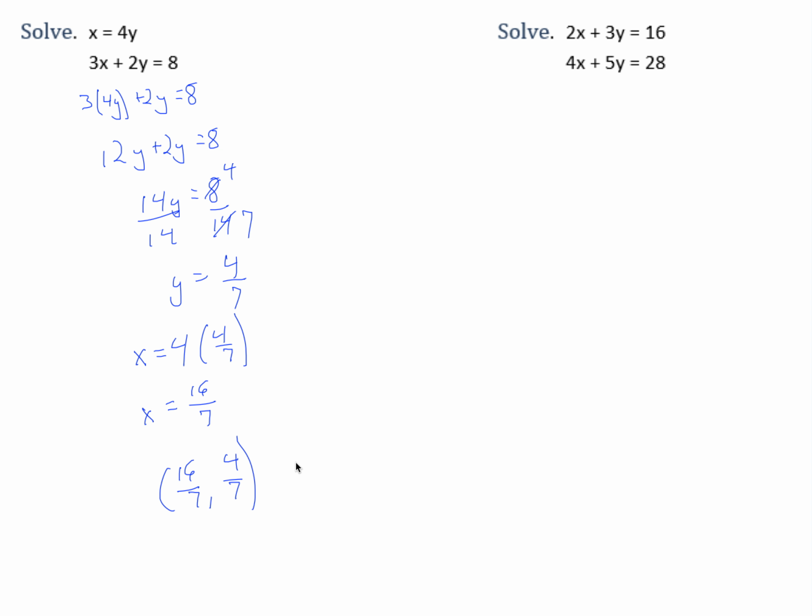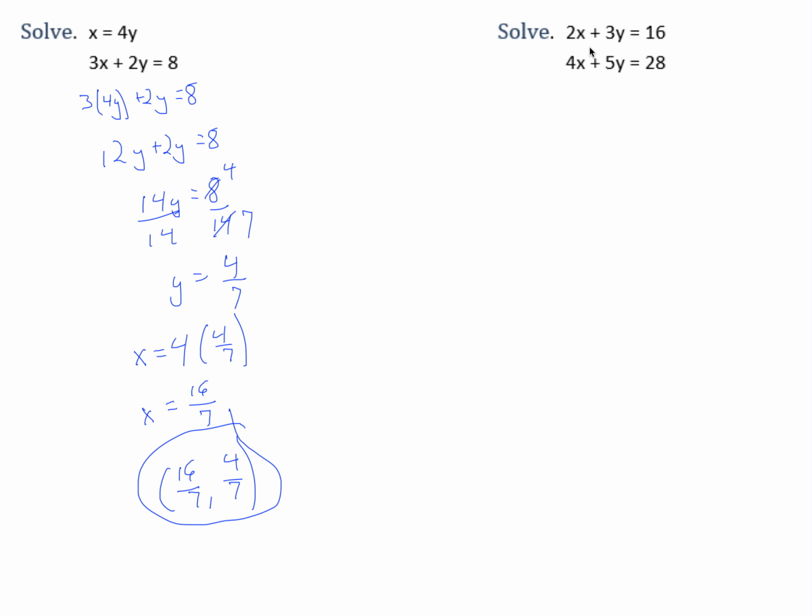So we learned graphing last lesson, and this would have been pretty hard to figure out using graphing. We could have graphed these. These are both lines, but when we graphed them, they would have intersected in kind of a strange place, and we would have had a very hard time realizing it was 16/7 and 4/7. So here, solving algebraically is going to be better. So there's our answer. We could plug that into both of these, and they would work out.